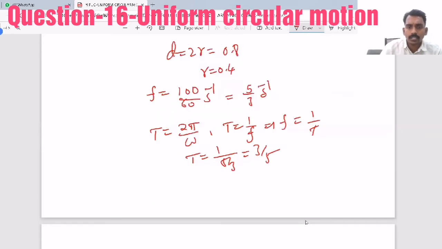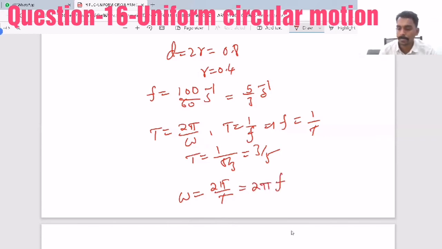And also the angular velocity: omega equal to 2 pi by T. The T value we have found. Or we can also take 2 pi into 1 by T, which means F, and the F value is there. This way, based on the simple formulas related to uniform circular motion, they can ask the question.